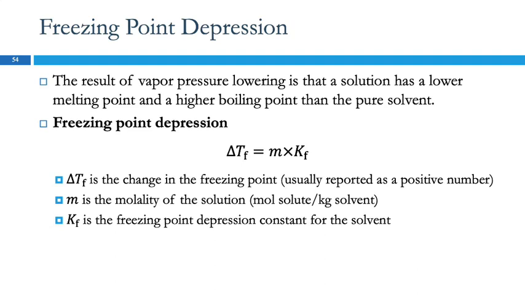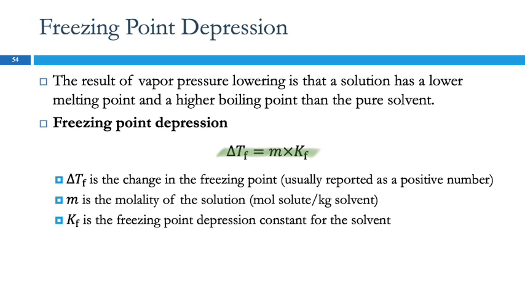So the vapor pressure lowering means that the melting point or the freezing point is lower and the boiling point is higher than for the pure solvent. So this is the equation for freezing point depression. The change in the freezing point is equal to the molality times the freezing point depression constant.